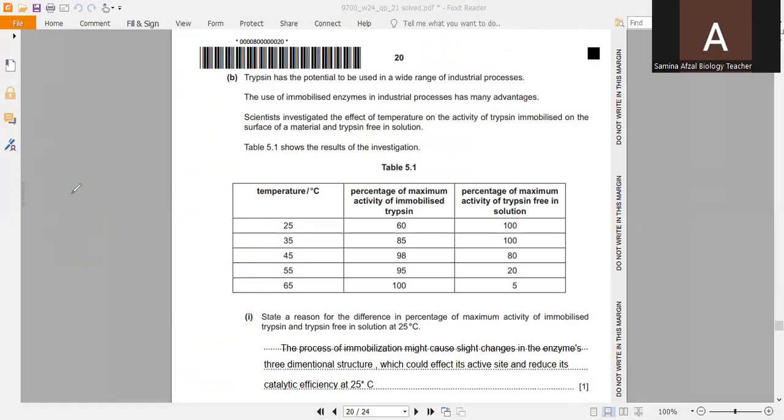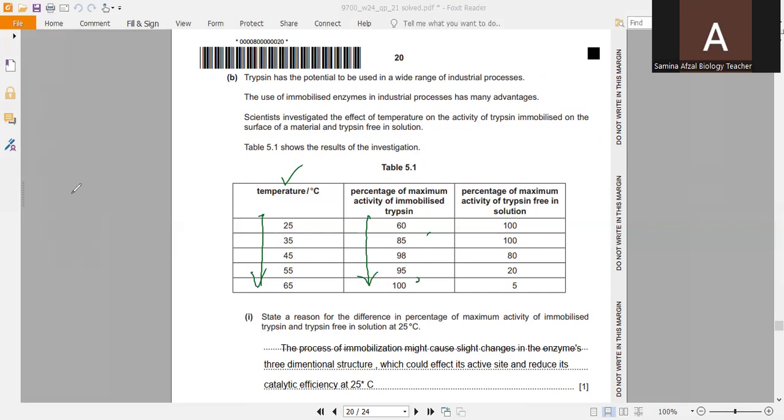Trypsin has the potential to be used in a wide range of industrial processes. The use of immobilized enzyme in industrial processes has many advantages. Scientists investigated the effect of temperature on the activity of trypsin immobilized on the surface of a material and trypsin free in solution. The table shows the results of the investigation: the percentage of maximum activity of immobilized trypsin and of trypsin free in solution. From this table, you can see that as the temperature increases from 25 to 65, the percentage of maximum activity of immobilized trypsin also increases from 60 to 100%.